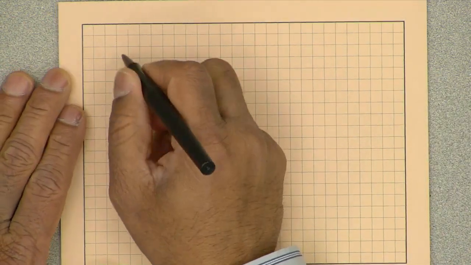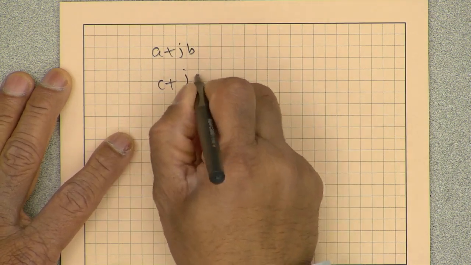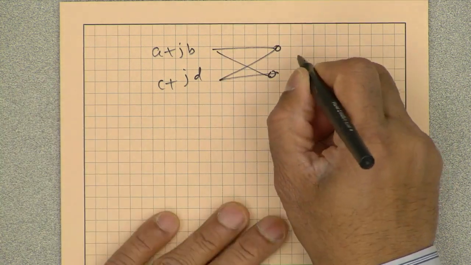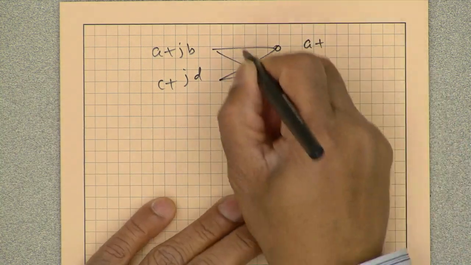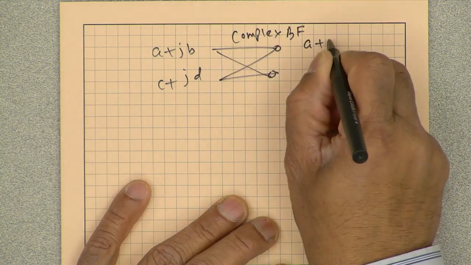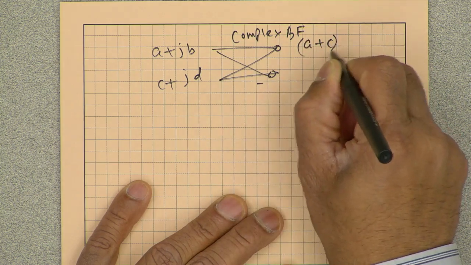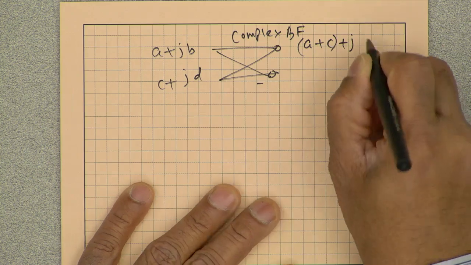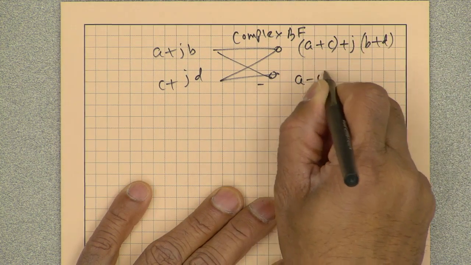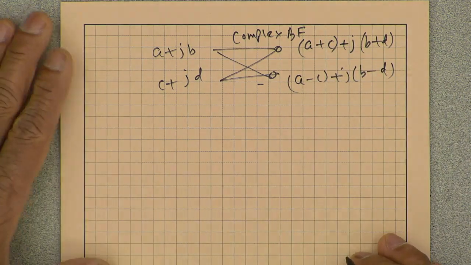So what does a butterfly do? Let's say I have a complex number a plus jb, c plus jd, and we compute this. This is a complex butterfly. So this computes a plus c, that's the real part, plus j times b plus d, and here we compute a minus c plus j times b minus d. So that's a complex butterfly.